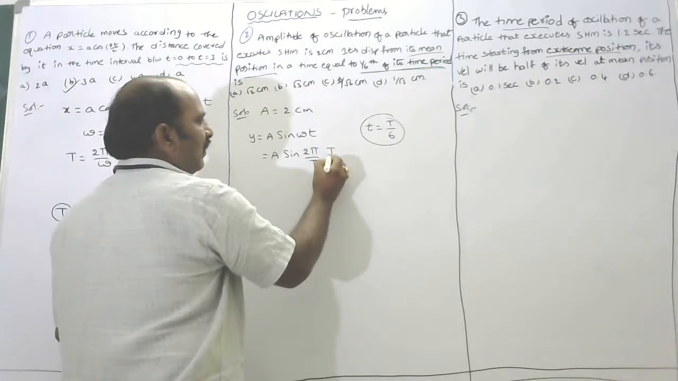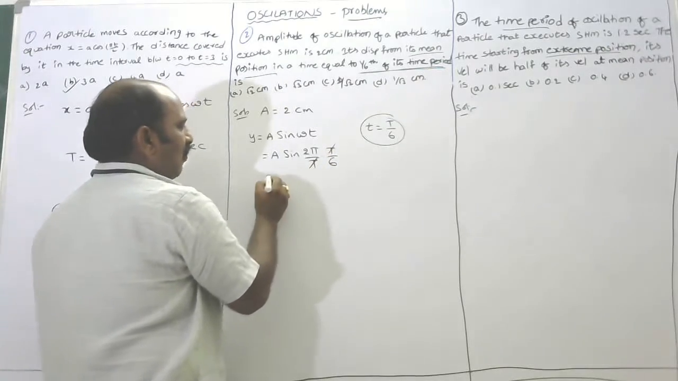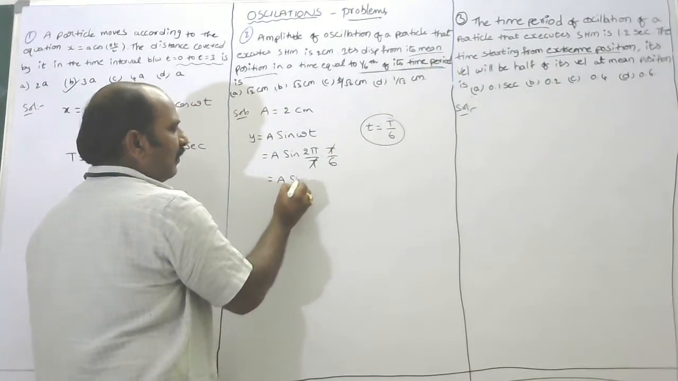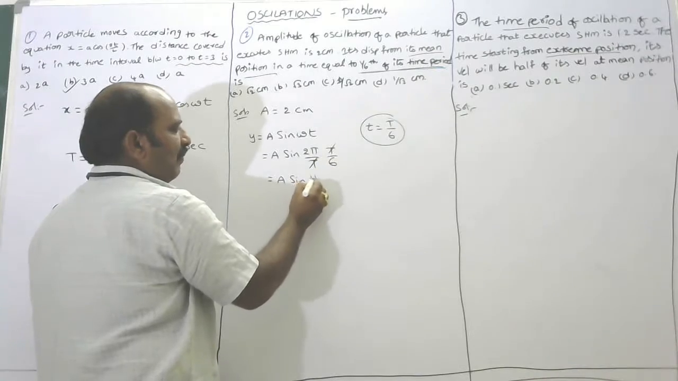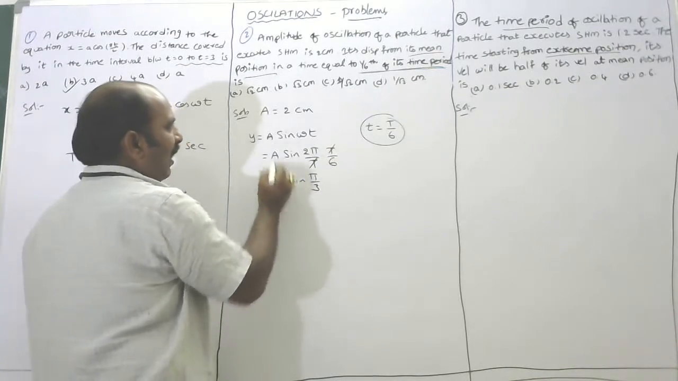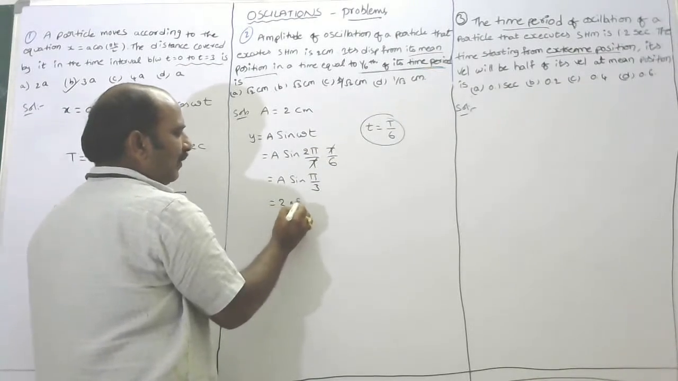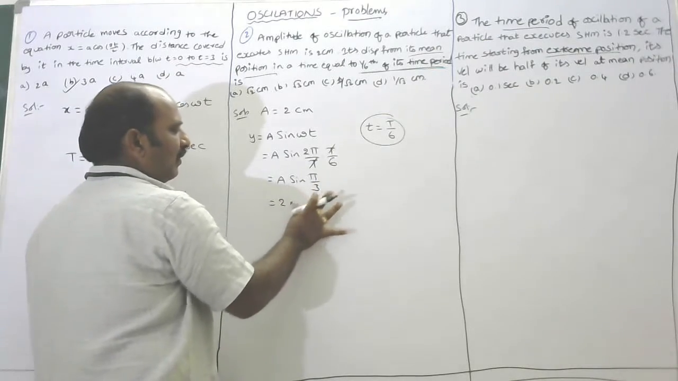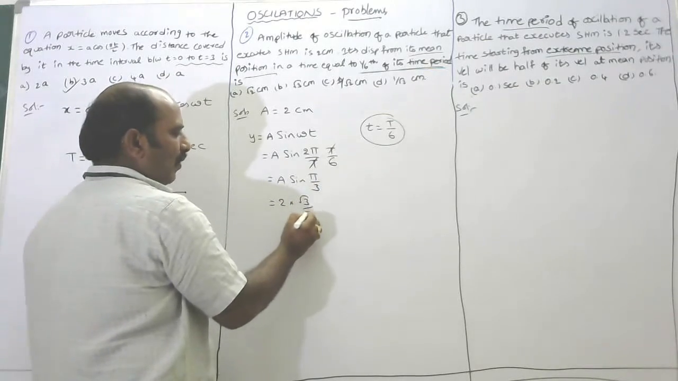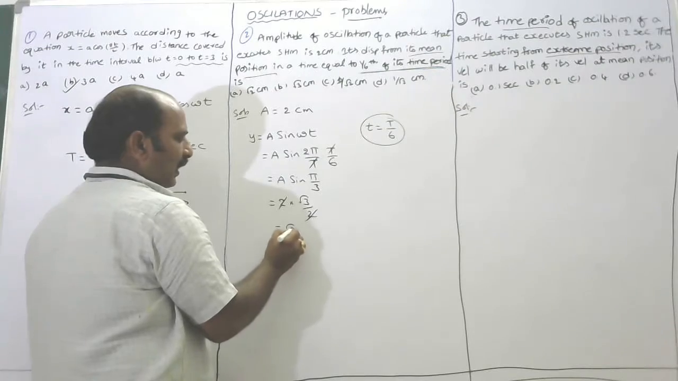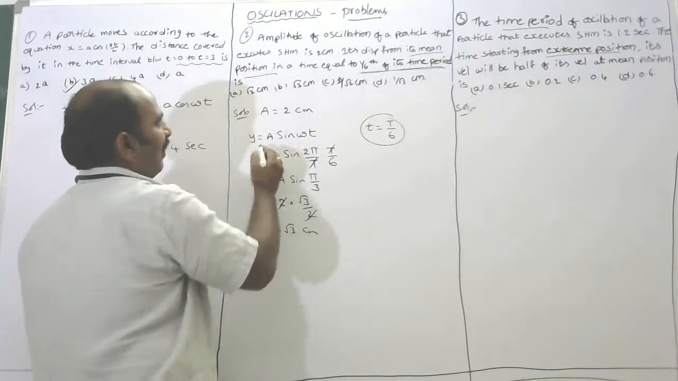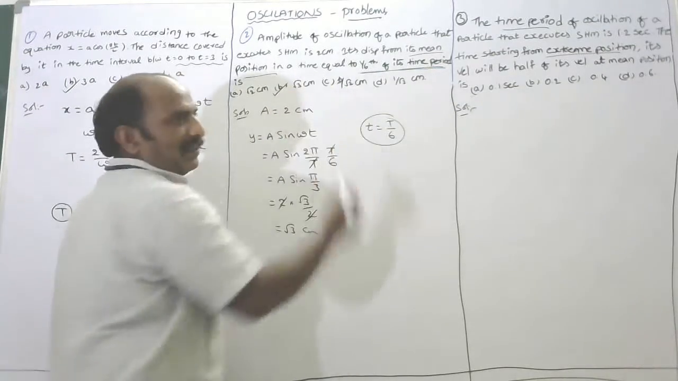Put here capital T by 6. So finally we get a into sin 2 pi by 6, means pi by 3. Here a value is 2 into sin pi by 3, which is root 3 by 2. Finally we get root 3 centimeter. It is the displacement value. So option B is correct.